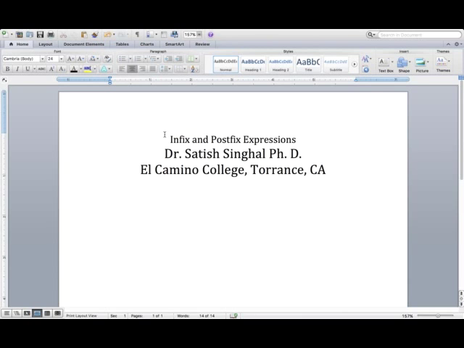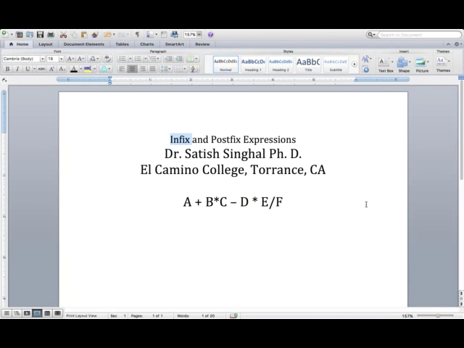I want to talk about infix and postfix expressions. Infix expressions are what you are used to in normal math life. I'm just going to type an expression here, which will be infix. So let's say we have A plus B into C minus D into E divided by F. That's an example of an infix expression. Okay? Infix.